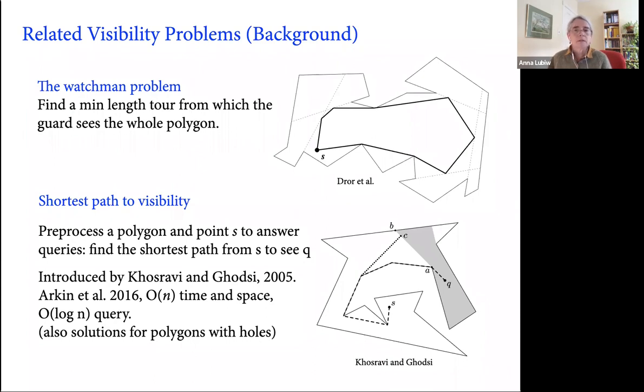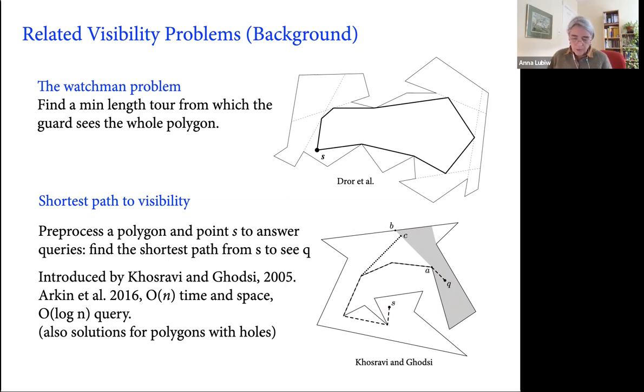So this is this distance measure that I was talking about. If we're given a polygon and a fixed point S, we aim to handle queries that say, here's some point, the sensor has gone off there, my guard has to walk to see that sensor, what is the shortest route that the guard should walk to see it? It'll reach an edge of the visibility polygon of Q, which is what's shaded in gray here.